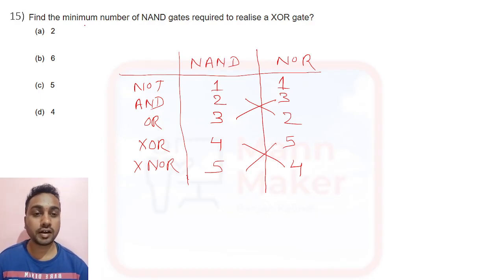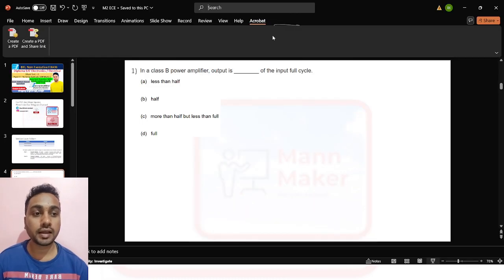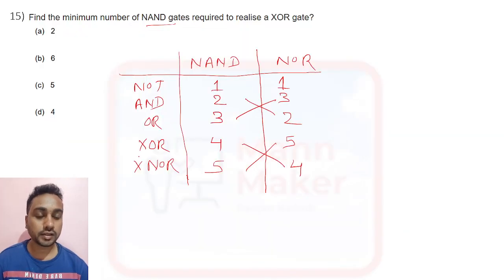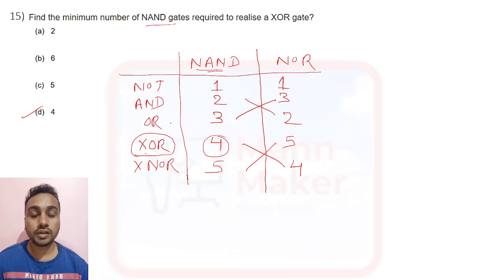Like here they ask, find the minimum number of NAND gates required to realize an XOR gate. Realize what? XOR gate. So this one is the XOR gate using NAND gates. How many are required? 4 required. So 4 is the answer. If they ask how many NAND gates are required to realize an OR gate, the question would be similar.